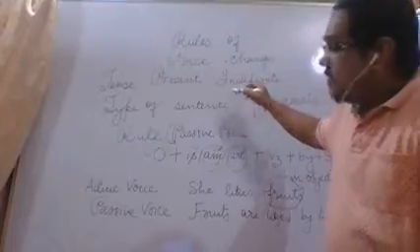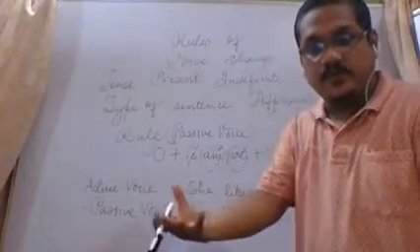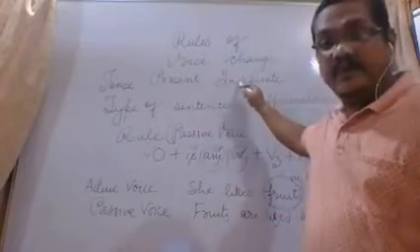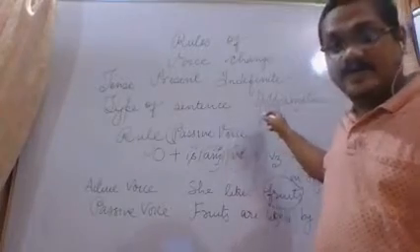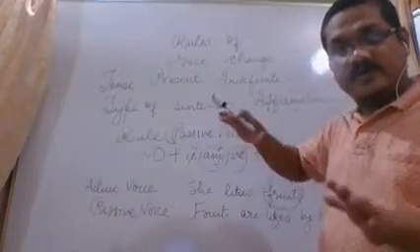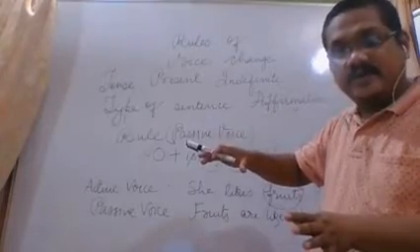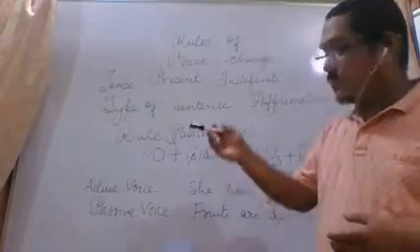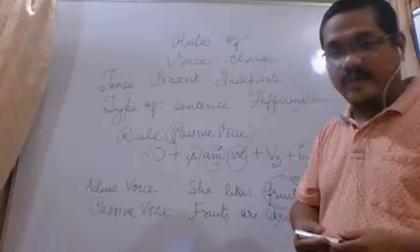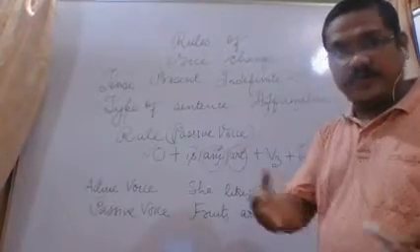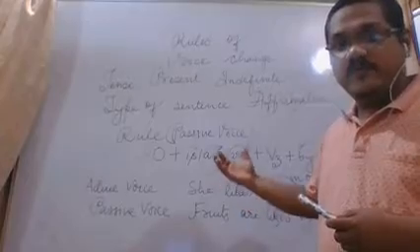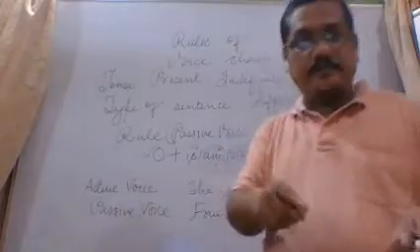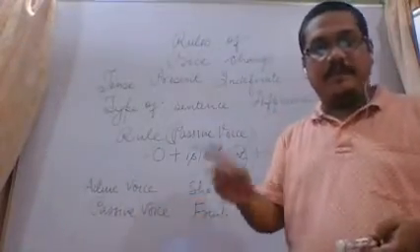In my next rule, the tense will change. It can be present perfect tense, but we will keep the type of sentence as affirmative only. So let us first complete affirmative sentences, then go to other types of sentence. We are going to discuss some sentences that we can change from active to passive or from passive to active.